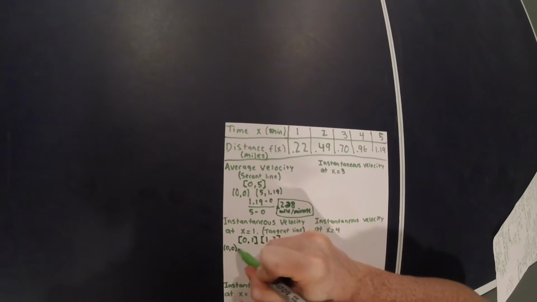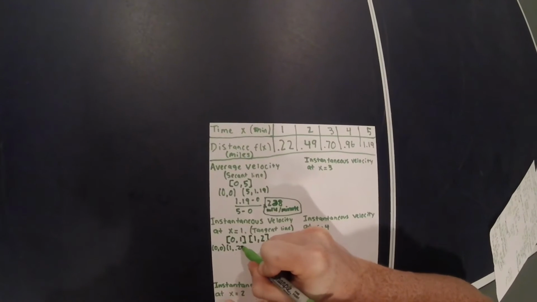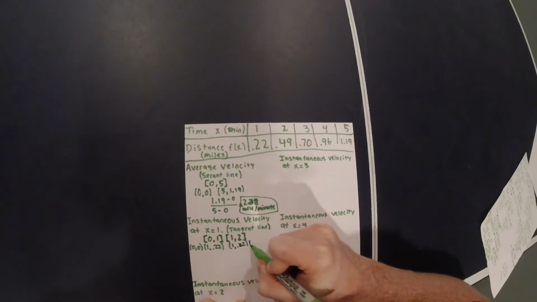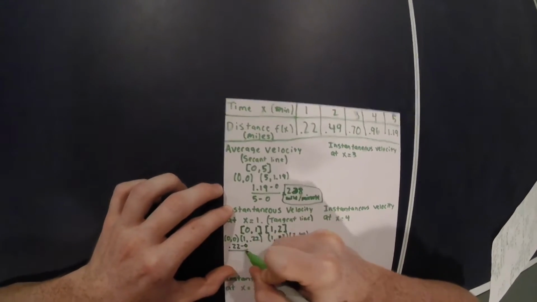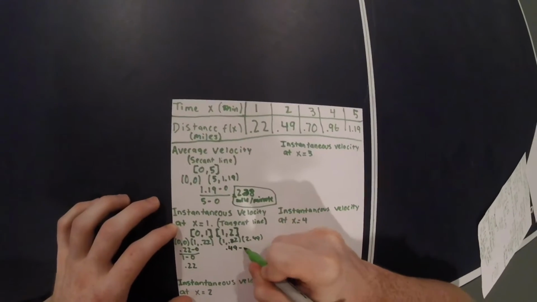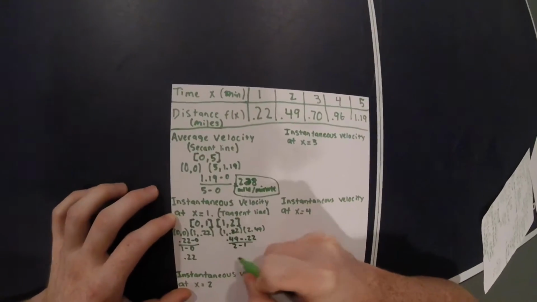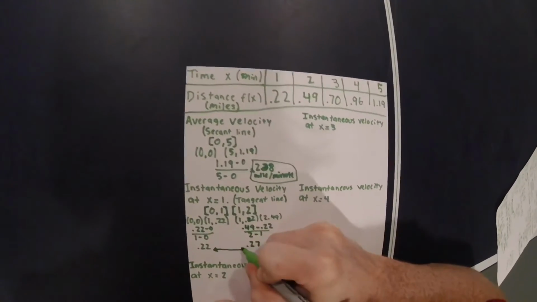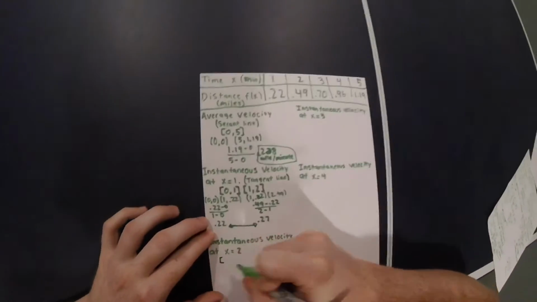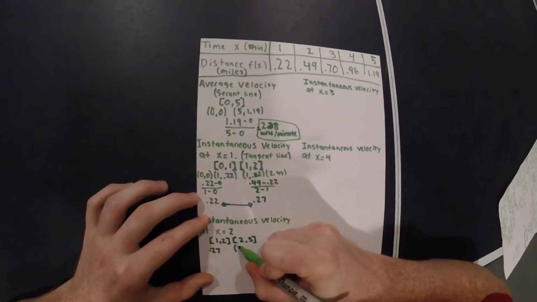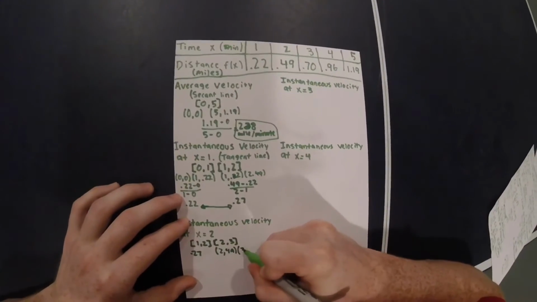Now we're finding our instantaneous velocity at x equals 1. This is a tangent line, which is the point touching that graph at x equals 1. So we take our slopes on either side of x equals 1, 0 to 1 and 1 to 2, and we will get a value of 0.22 for 0 to 1 and 0.27 for 1 to 2. And our instantaneous velocity at 1 minute can be anything in between those points. Now I will solve for the rest of them and come back later.